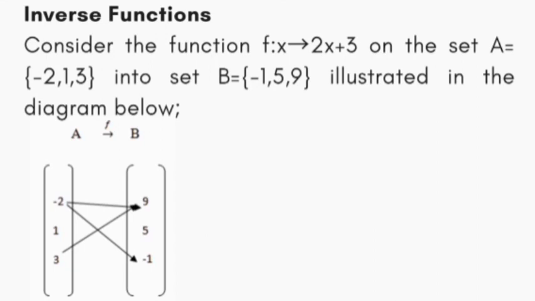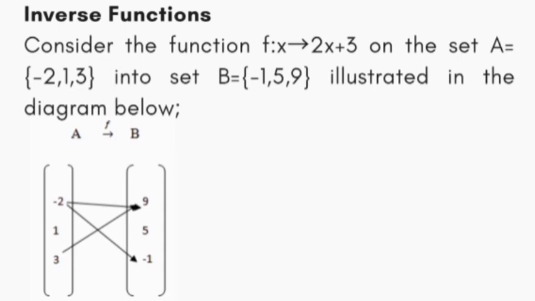Inverse functions. Consider the function 2x plus 3 on the set A with the elements -2, 1, 3 into set B with the elements -1, 5, 9, illustrated in the diagram below. F is a mapping from A to B. Now, -2 is mapped onto -1, 1 is mapped onto 5, and 3 is mapped onto 9.